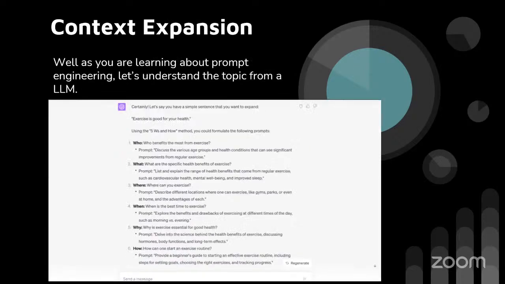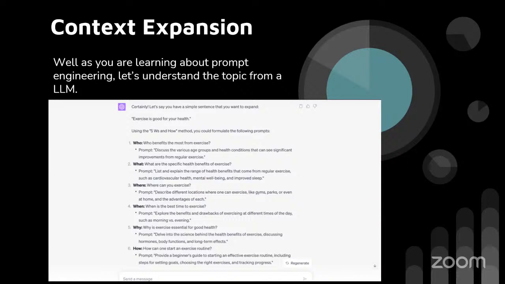Now, what is context expansion? Well, as you are learning about prompt engineering, let's understand the topic from an LLM. So I'm asking, certainly, let's say you have a simple sentence that you want to expand. Exercise is good for your health. Okay. Simple sentence is there. Exercise is good for your health.